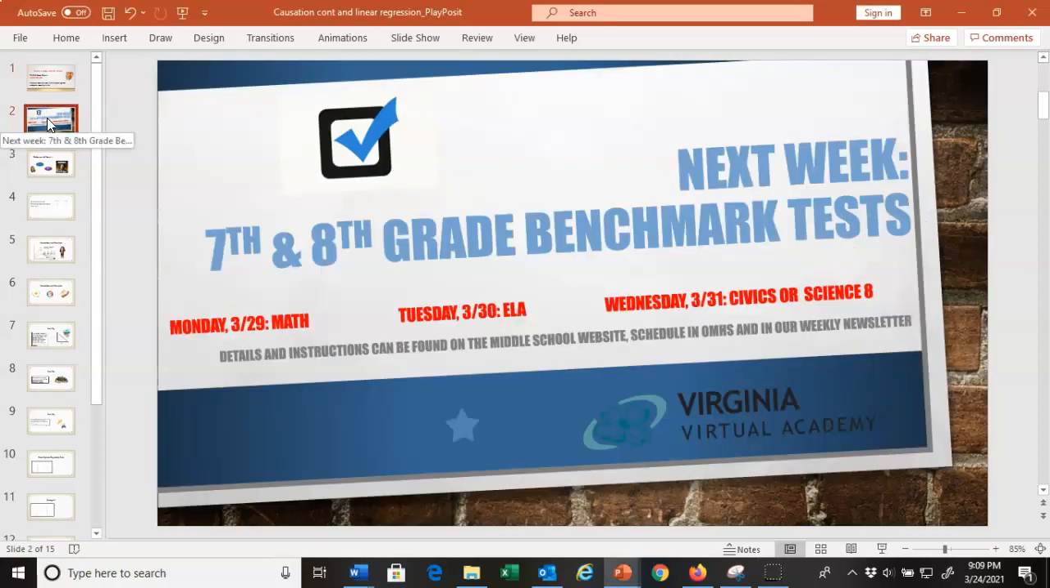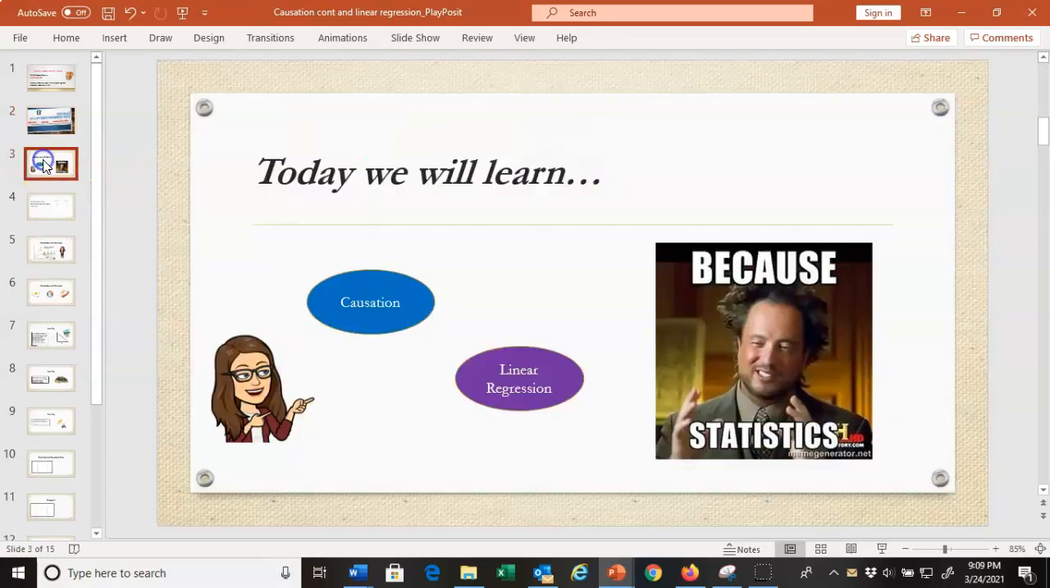Don't forget about your benchmark test next week. So Monday, the 29th, you guys want to make sure you have your math benchmark done by the end of that day. Tuesday, ELA. Wednesday is civics if you're in 7th grade, and science if you're in 8th grade. So just so you guys know, I have our benchmark already up there for you as of the morning of March 25th. So if you do want to complete that early, that is in there for you. Just make sure you have it done by the end of the day on Monday.